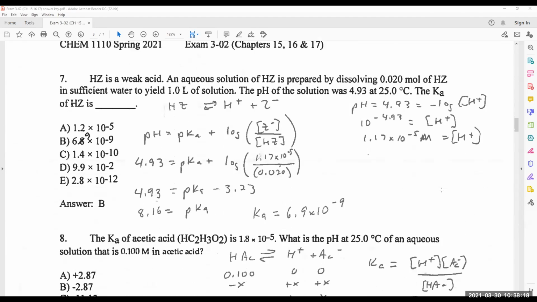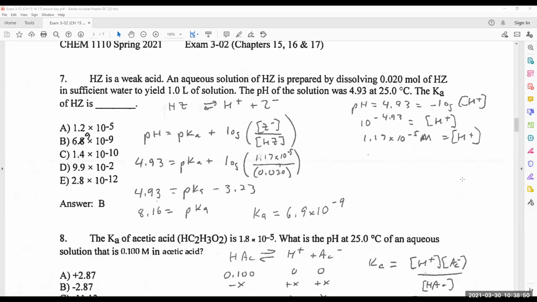Okay, number 7. If HZ is a weak acid, an aqueous solution is prepared by dissolving 0.02 moles of HZ to yield 1 liter of solution. And then we're told that the pH of the solution is 4.93. And we want to know what the Ka is. So we can go ahead and write out that reaction. HZ dissociates to H plus Z minus.